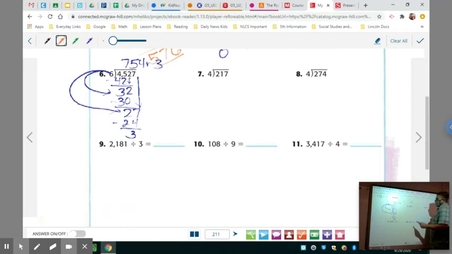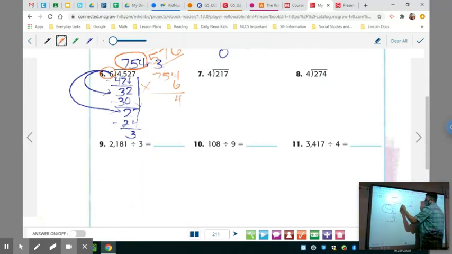All right, let's check it. We're going to do the whole number quotient. 754 times what? 6. Times 6. What's 6 times 4? 24. What's 6 times 5? 30. Plus 2. 32. And then what is 6 times 7? 42. Plus 3? 45. Are we done? Oh, that doesn't work.